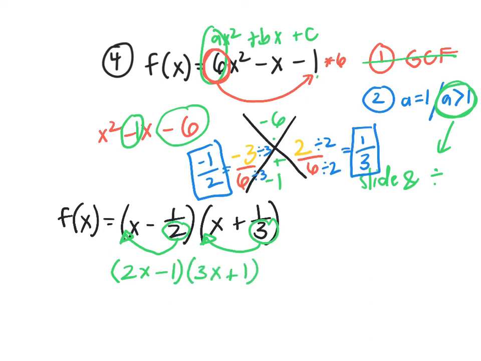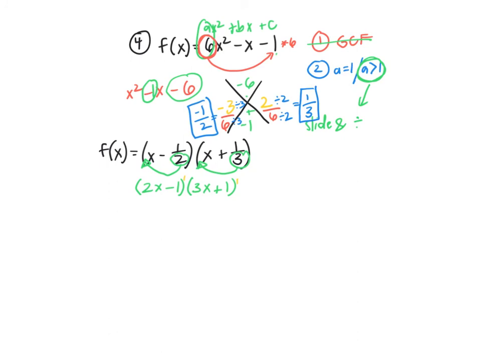Now notice these are two different factors. They each have an exponent of 1. So once I find my zeros, they're both going to have a multiplicity of 1. So we're going to go ahead and set both parts equal to 0. So 2x minus 1 equals 0. 3x plus 1 equals 0.